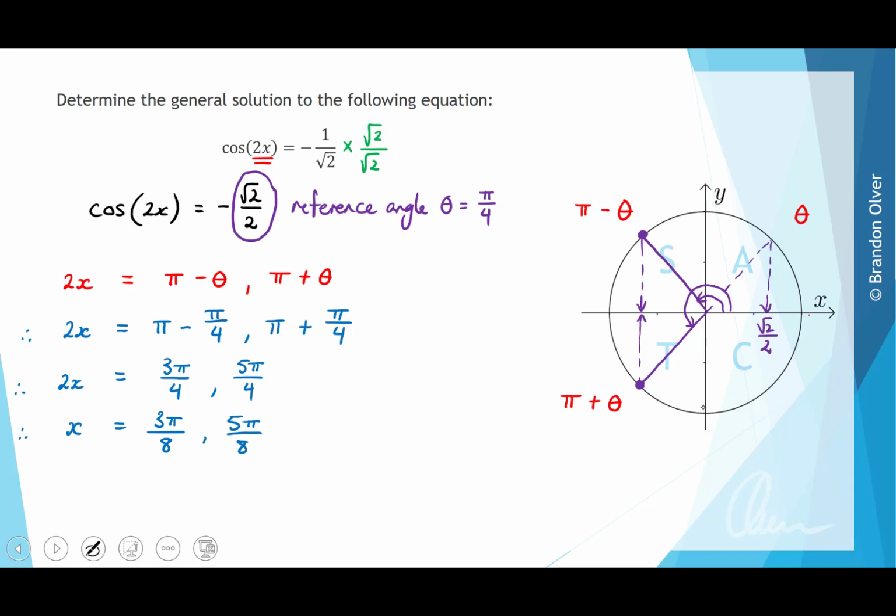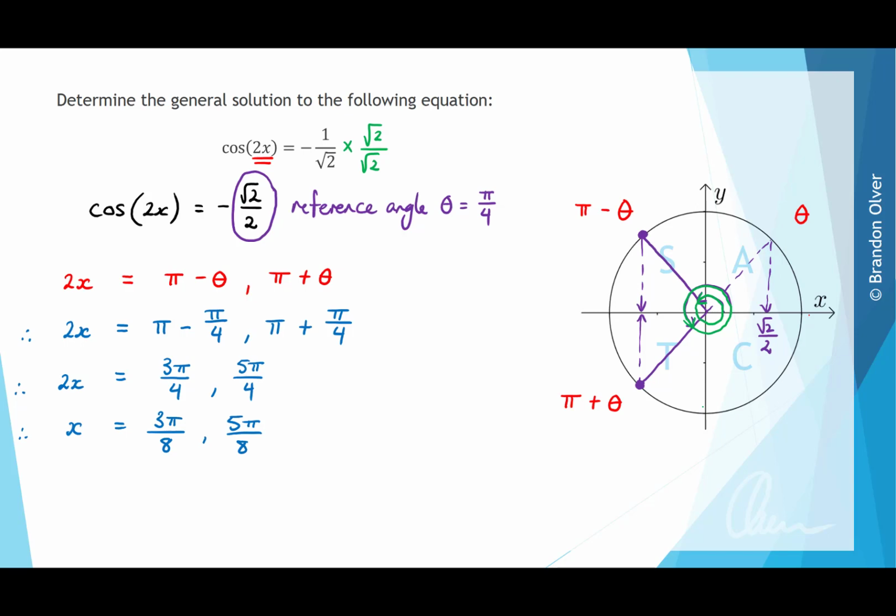However, if we were to continue and go around another time, so a further one period on the previous solution, we'd get another solution. And same for here, if we go around again, so if we go around another period, we'd find another solution. And we could go around infinitely many times, meaning there's infinitely many solutions to the equation cos of 2x is equal to negative 1 divided by root 2.